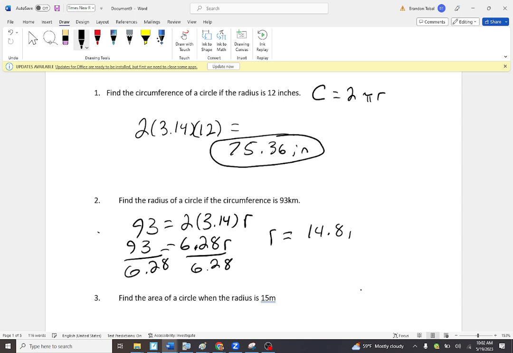R equals that, and technically it's inches, or kilometers. Yeah, it's kilometers. If you put it or you don't, you will not lose points. 2 times 3.14.